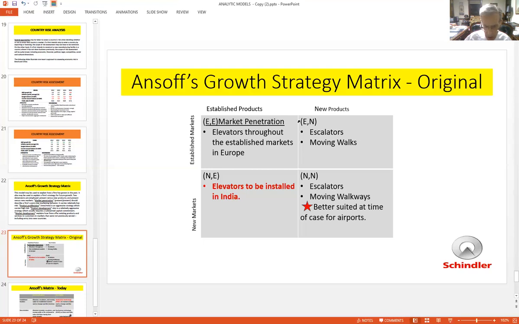Okay, now, if we want to stay in our current market, but add new products, that's called a product development strategy. And in this case, Schindler moved from producing only elevators to escalators and moving walkways.